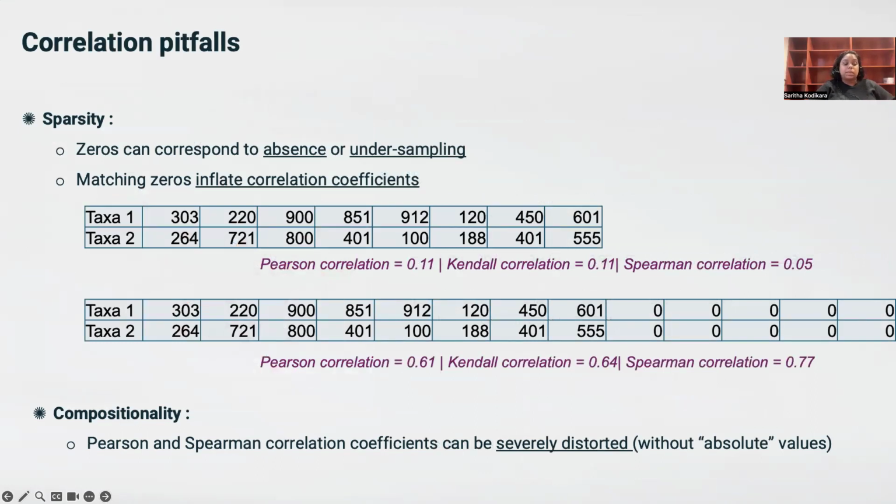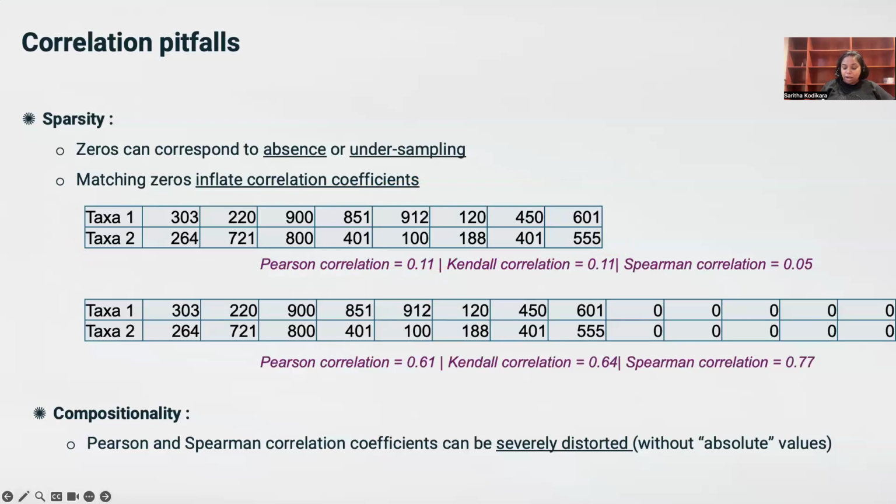For example, if you take sparsity, which is zeros in your data, when you have zeros, you don't know whether these zeros are actual absences or whether they are due to undersampling. If your library size is small, you might have a lot of zeros in the low abundant taxa, but it does not necessarily mean that the taxa is not there. For example, in these two tables, if you look at the first table, you have two taxa, and if you calculate the Pearson correlation coefficient, it's around 0.11.